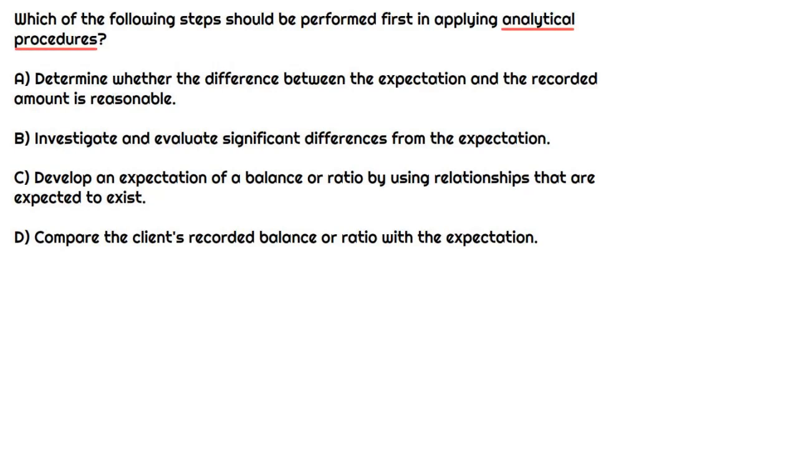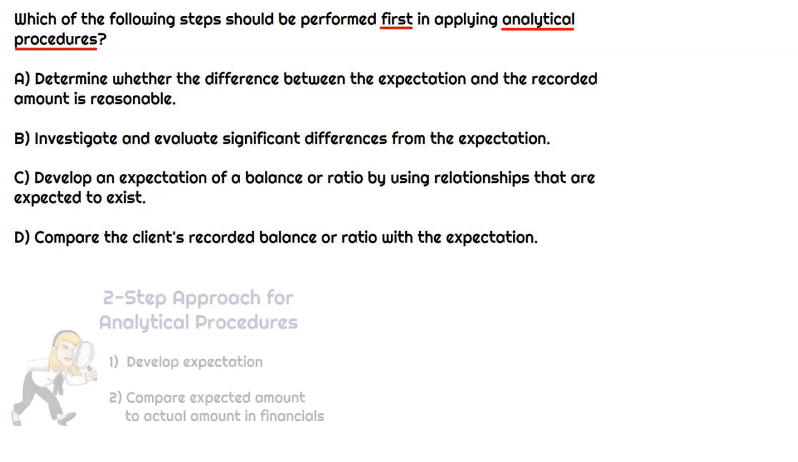So in this question, we're focused on analytical procedures. Now, we don't know what type of engagement, but ultimately it doesn't matter because when it comes to performing analytical procedures, the first thing we need to do, which is exactly what this question is focused on, is develop an expectation of a balance or ratio by using relationships that are expected to exist.